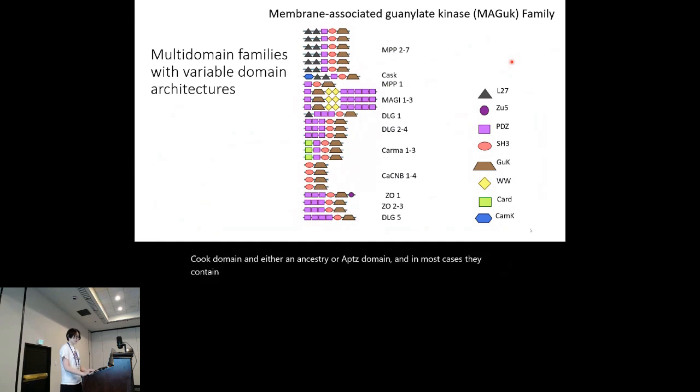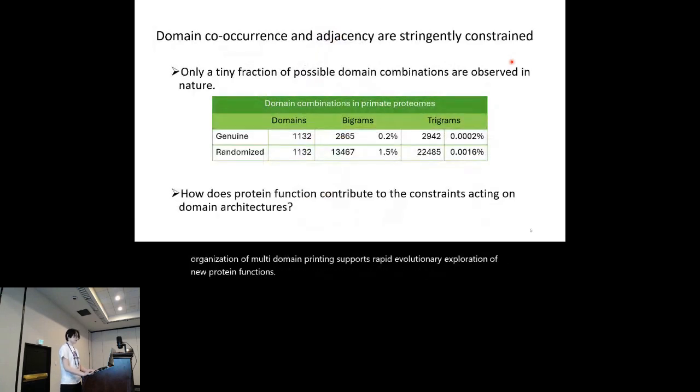And they differ with respect to domain order and copy number, and some of these architectures contain additional domains as well. This modular organization of multi-domain proteins supports rapid evolutionary exploration of new protein functions. So far, we've seen that multi-domain proteins are built from modular domains, and different combinations enable diverse biological roles.